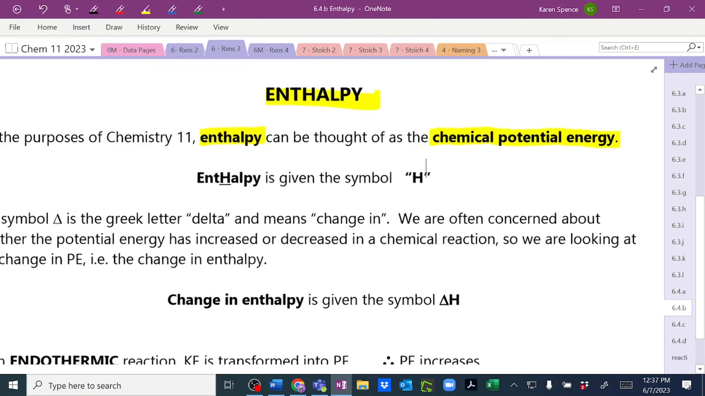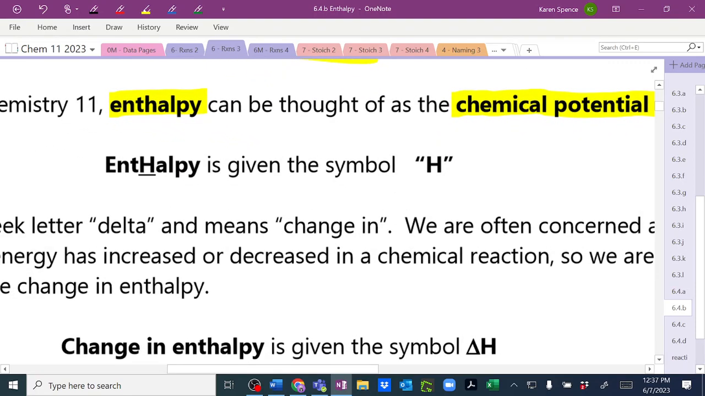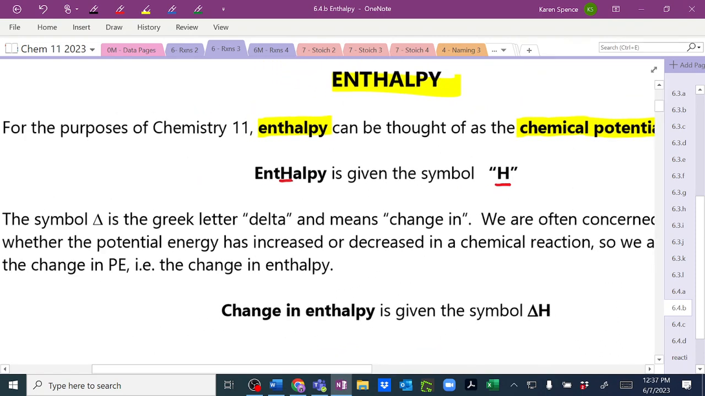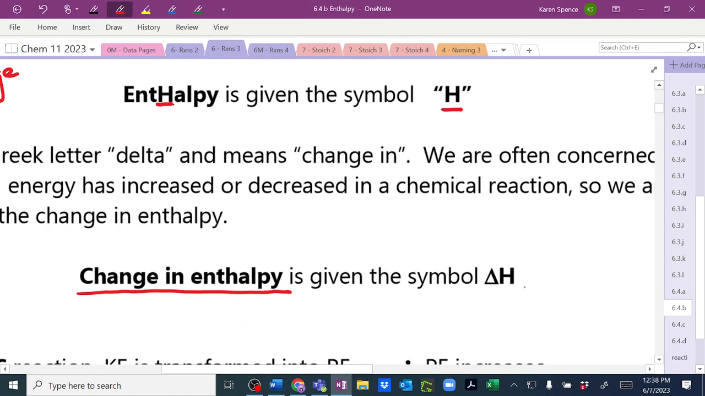Okay. Now, the other thing is, I guess they ran out of letters. E is taken by energy, so we can't use E for enthalpy, so they took a letter in the middle of the word. So they took that H. Okay, so the symbol for enthalpy is H. Are you guys familiar with the symbol delta? What does delta mean? Change in, okay, so change in. And usually what we are concerned with when it comes to enthalpy is the change in enthalpy. We're looking at the change in potential energy. Did the potential energy increase or did the potential energy decrease? So change in enthalpy is given the symbol delta H.